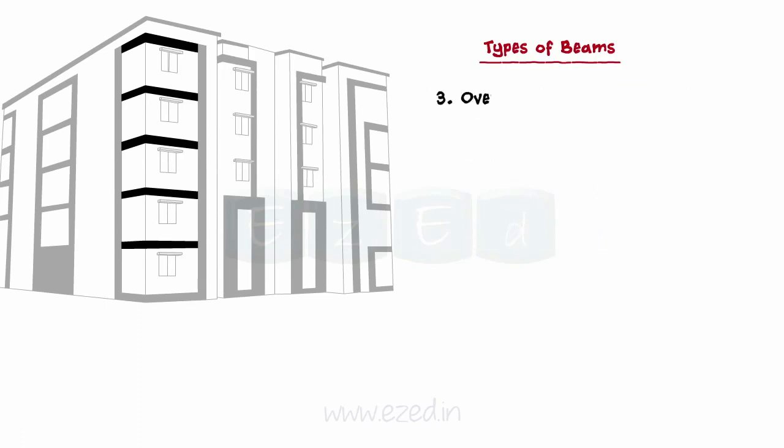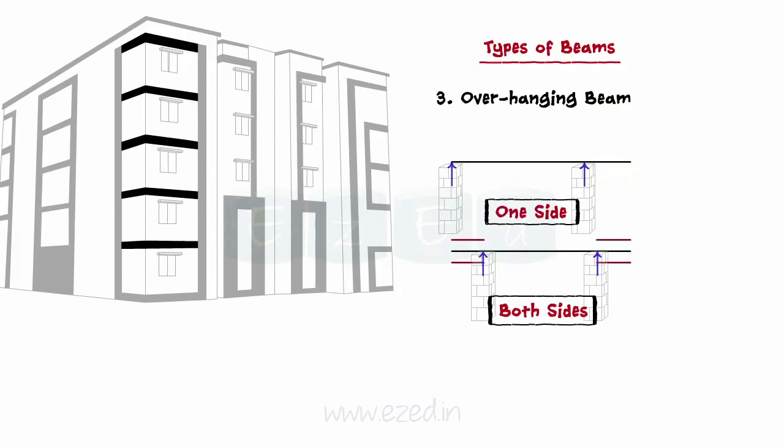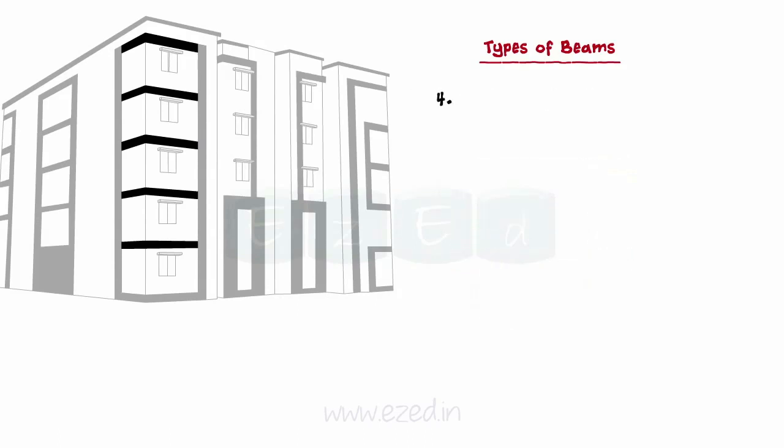The next type is the overhanging beam. If a beam is projecting beyond the support, it is called an overhanging beam. The overhang may be only on one side or on both sides. Now, we will learn about cantilever beams. If a beam is fixed at one end and is free at the other end, it is called a cantilever beam. A propped cantilever is a beam with one end fixed and the other end simply supported.